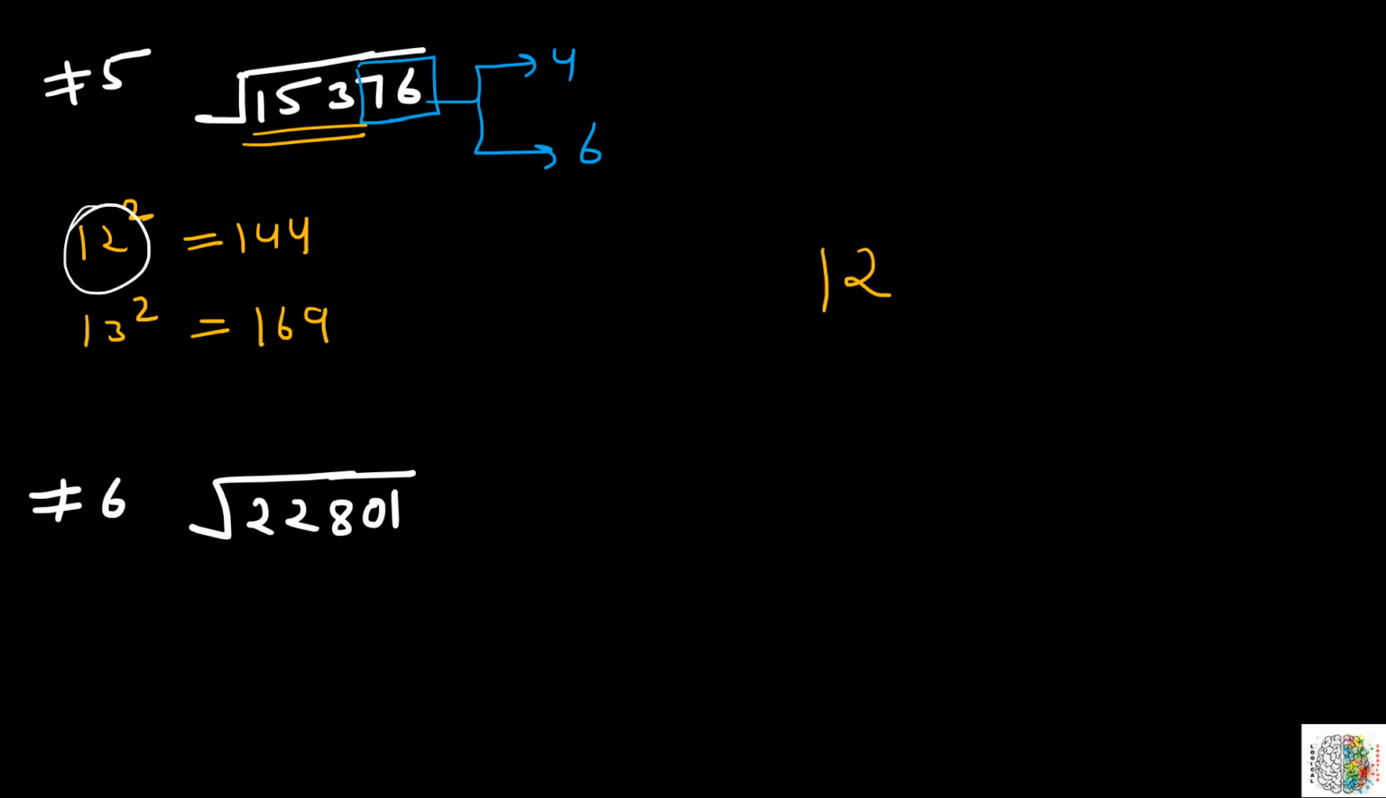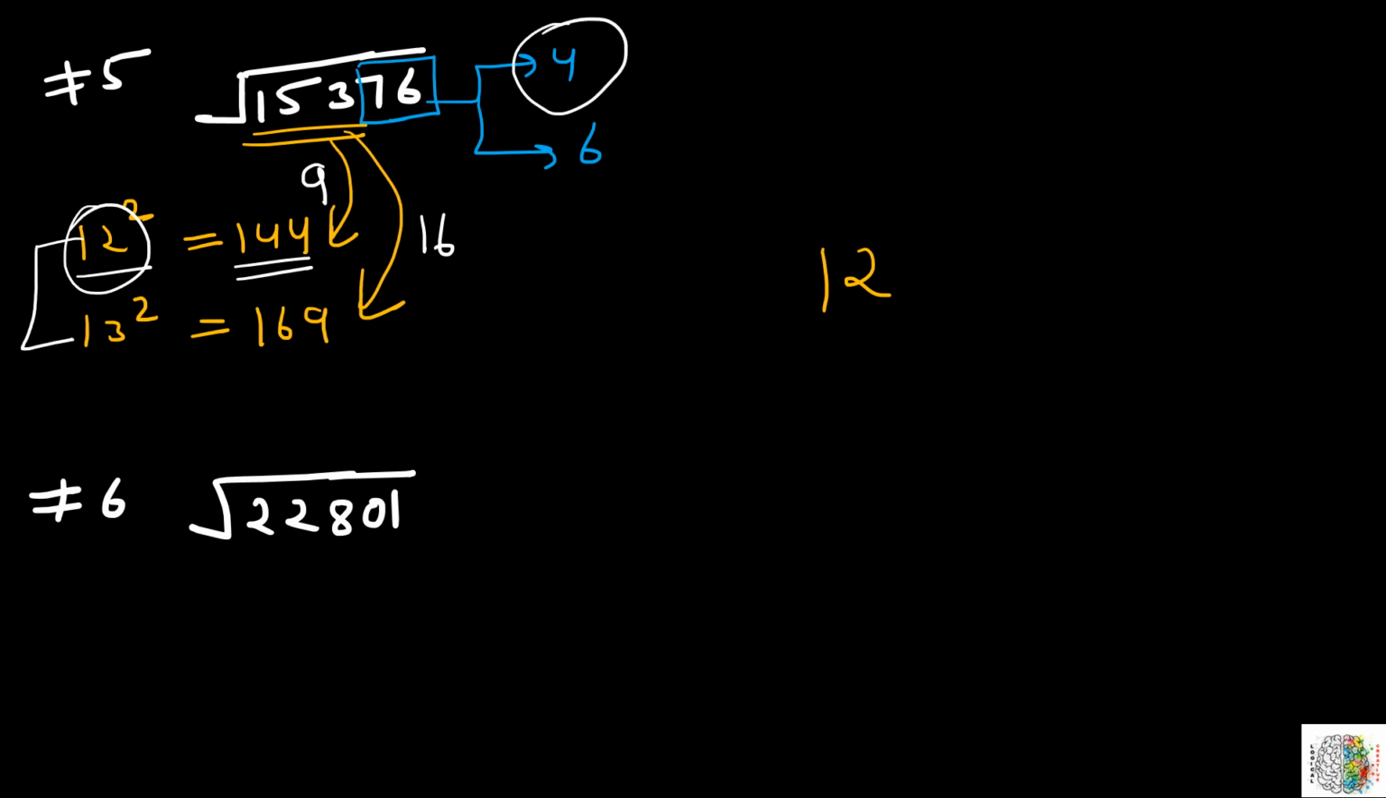Okay, now to get the next digit we will check whether 153 is closer to 144 or 169. Okay, so 153 minus 144 is equal to 9, and 169 minus 153 is equal to 16. So it is nearer to 144, which is the square of 12, and 12 is the smaller number between these two numbers, so we will take the smaller number. Okay, so our next digit is 4. So the square root of 15376 is equal to 124.